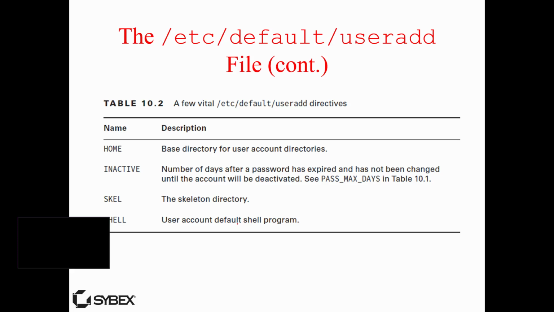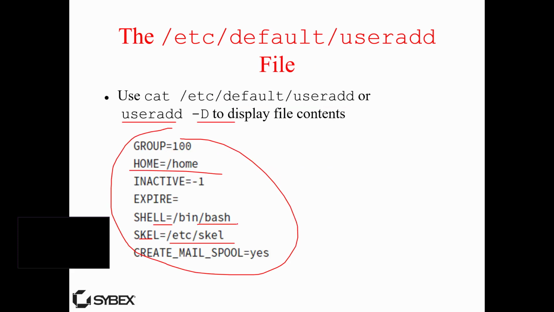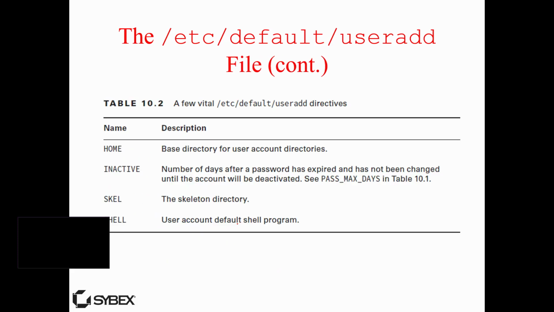So home is the base directory for user accounts. It's the base. It doesn't mean everybody's home directory is /home. Everybody has their own home directory, so their home directory is under the base. Inactive: it says -1, which means it's never inactive.